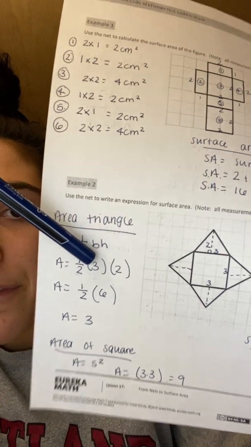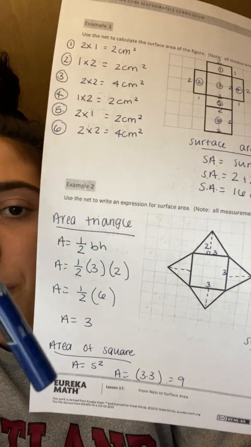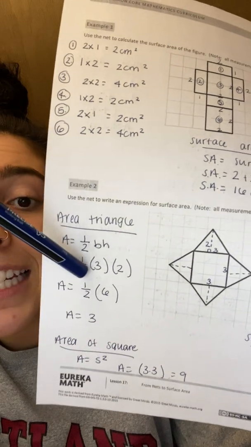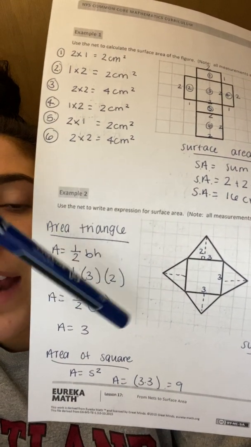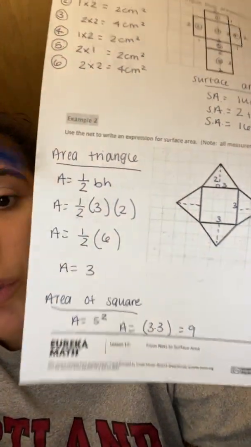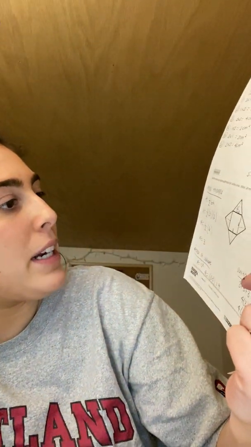You want to multiply first. So you're going to do 3 times 2 first, which is going to get you 6. And then you're going to rewrite that half down here. So you have A equals 1/2, and then just do 1/2 of 6, which is going to give you 3. So that's how I did that.